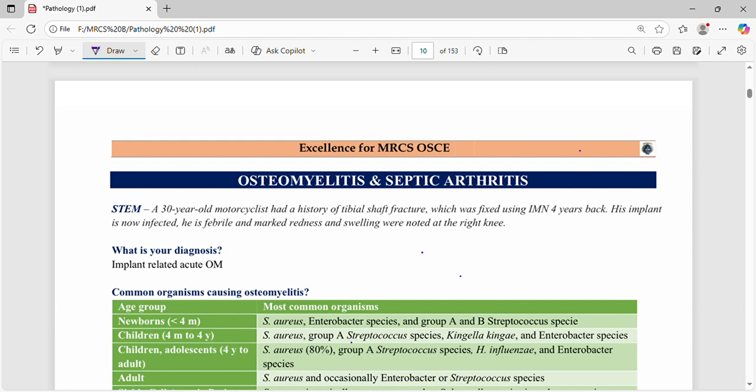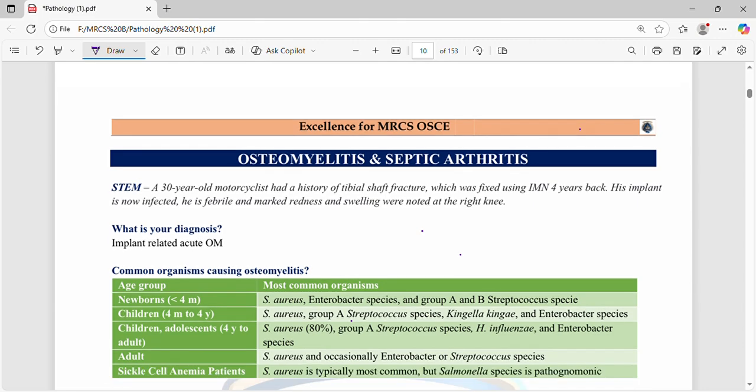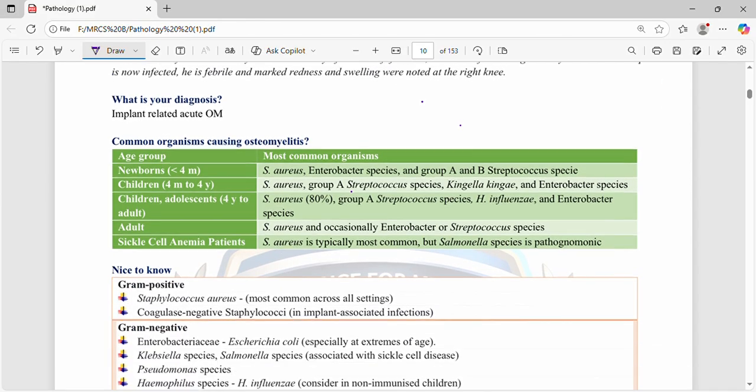Implant-related acute osteomyelitis. Okay. This motorcyclist had a history of shaft fracture, which was fixed through an IMN 4 years back, and now his implant is infected, he is febrile, and marked redness and swelling are noted around the right knee. So basically, this is implant-related acute osteomyelitis. Now, the common organisms causing osteomyelitis.